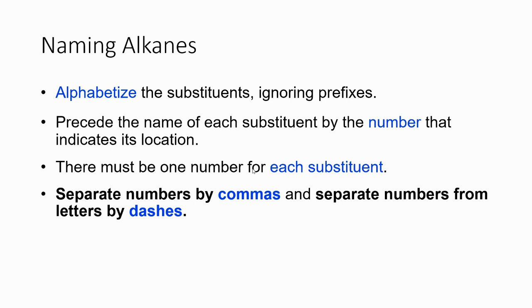So if you have a number and then another number, you're going to put a number, then a comma, then the number. If you have a number and then you have to write a word, you're going to put number, and then a dash, and then the word. Okay. So numbers can't be next to letters. There has to be a dash between them. Numbers can't be next to each other. They have to have a comma between them. And then don't put extra spaces in there.